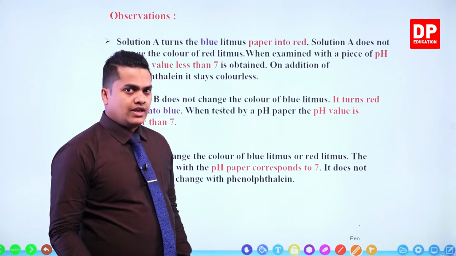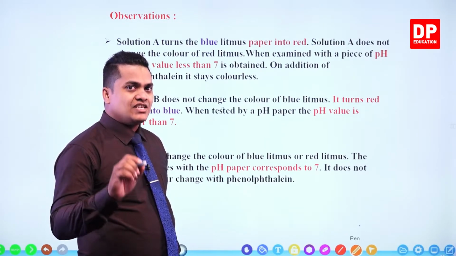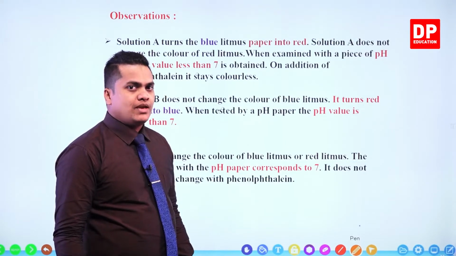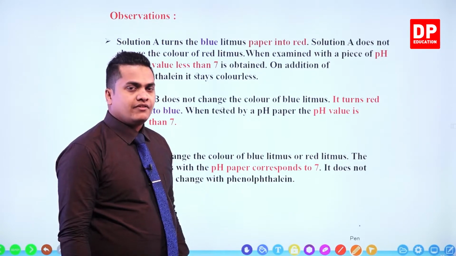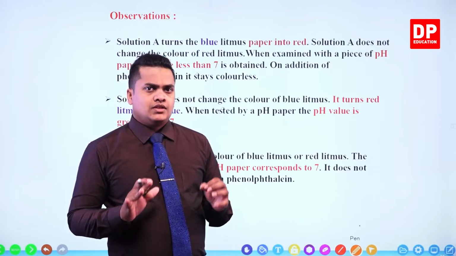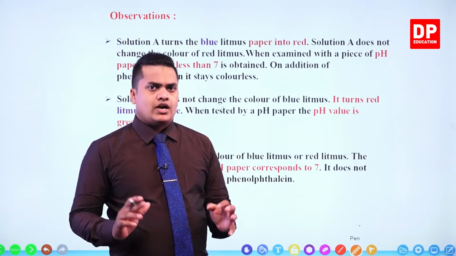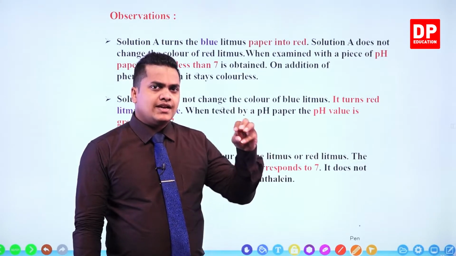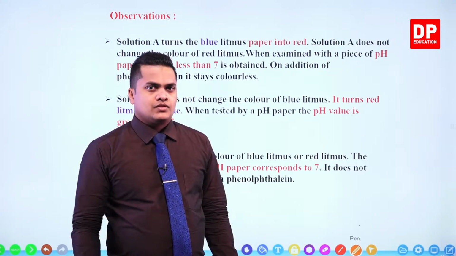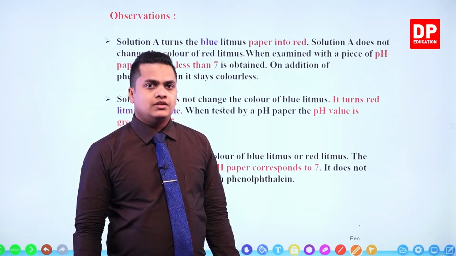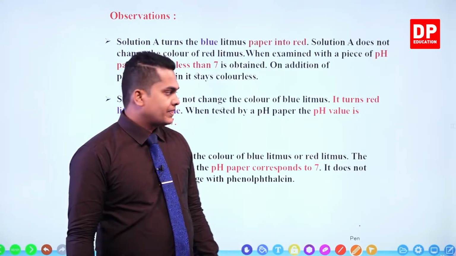So my dear children, if you add a piece of pH paper into a base, it's going to show a unique blue-related color like violet, blue, dark blue. So here also red litmus is getting converted into blue color. So we can conclude that solution B, which got the sodium hydroxide solution, is a type of a base, right?